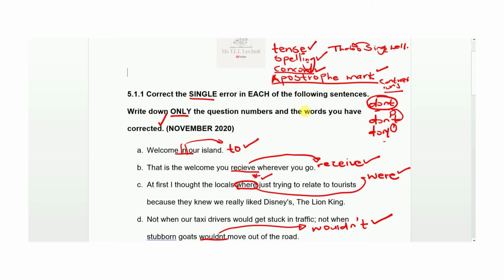So you can see that from all these 4 errors, it's either tense, it's either spelling, it's either concord, it's either what?